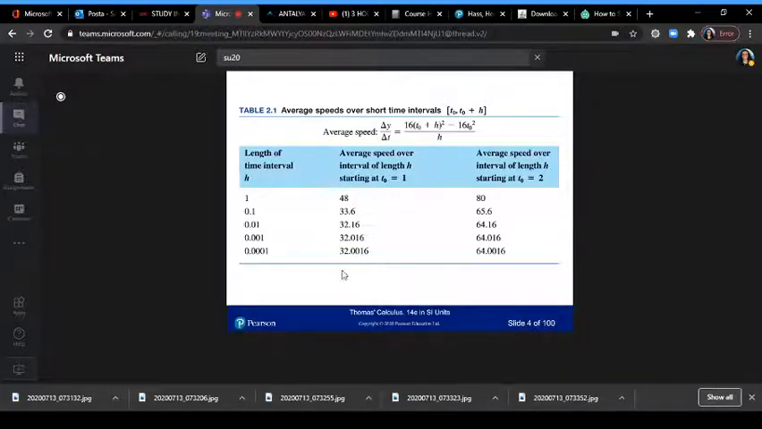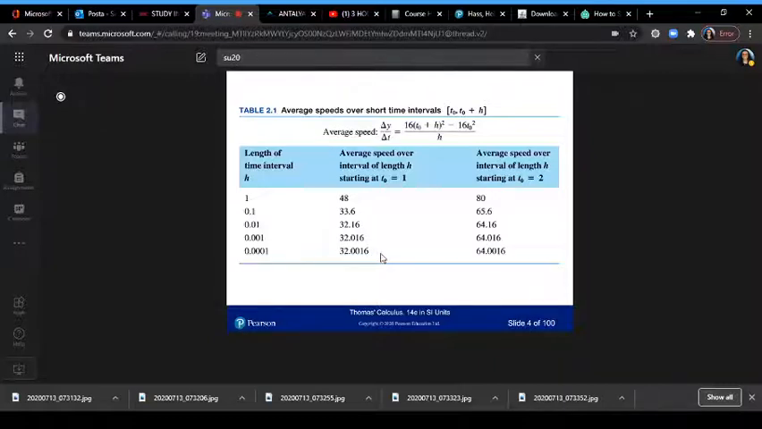As you look into this, as the time interval gets smaller and smaller, the average speed drops down to 32. There's a difference between this and this. This is when we start at time t0 equals 1, and this one starts at time t0 equals 2. If you look at the average speed and decrease the time interval to a very small amount, this is going to give you the actual instantaneous velocity.